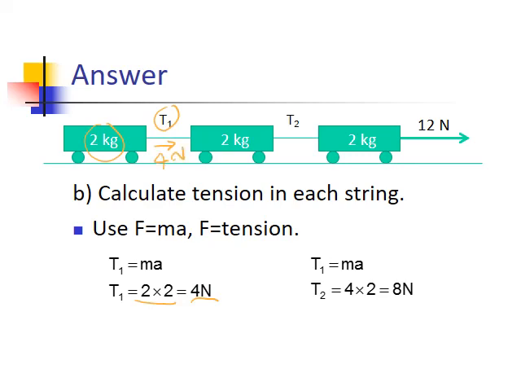If we look at trolley number 2, T2, the bit of string 2, again the tension equals the mass times the acceleration, but this time we've got 2 trolleys being pulled by that piece of string, so we've got a mass of 4, but we have the same acceleration of 2, so we have 8 newtons here. If we looked at the 12 there, if we didn't know that was 12, then we could say the same thing. We've got 3 trolleys, so that would make 6, and 6 times 2 makes our 12 newtons.